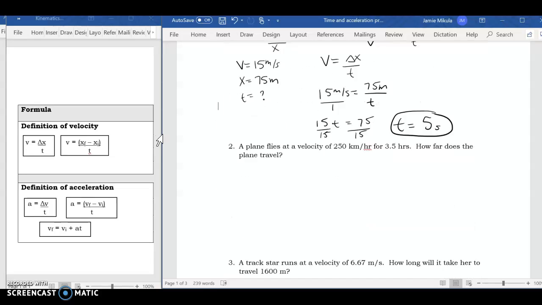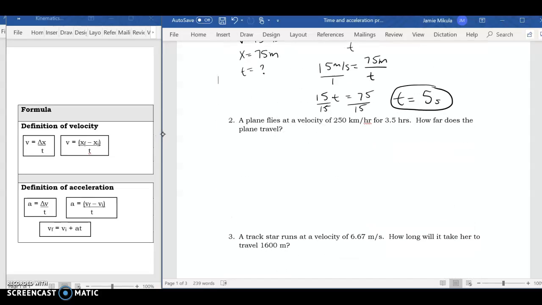Okay, number 2 says a plane flies at a velocity of 250 kilometers per hour. That's your v. 3.5 hours is your time. How far is your x? So again, I'm going to list my variables. V equals 250 kilometers per hour. T is 3.5 hours, and x is my distance.